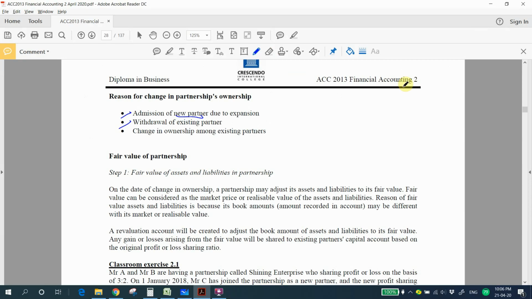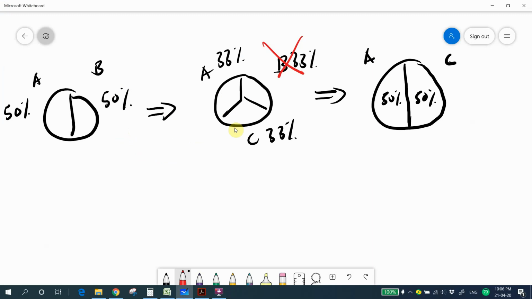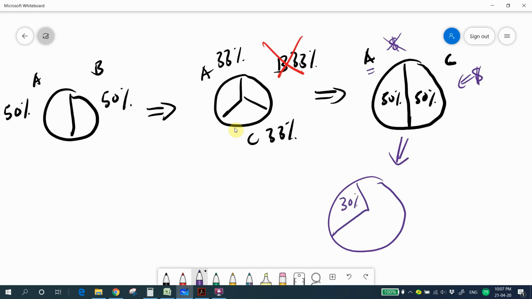And the last one, change in the ownership among the existing partners. For example, A and C want to expand the business. C can put in more money in the partnership, but A says that he has no money anymore. So based on the new capital injection, the percentage may change like this. Change in the percentage of ownership among the existing partners. This should be C.